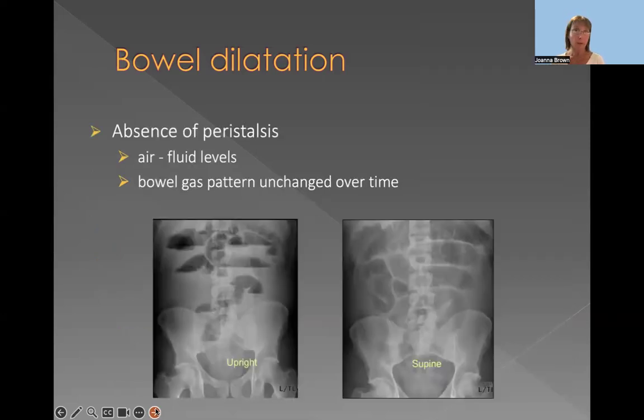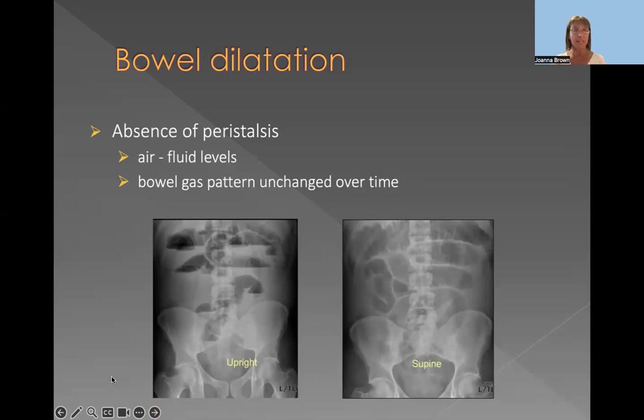Also, within the bowel, dilatation means that there is no peristalsis, because the peristaltic wave is not pushing the fluid and the food that we have inside in the intraluminal component. So again, it will look different on the different projections of the X-ray that I told you before.